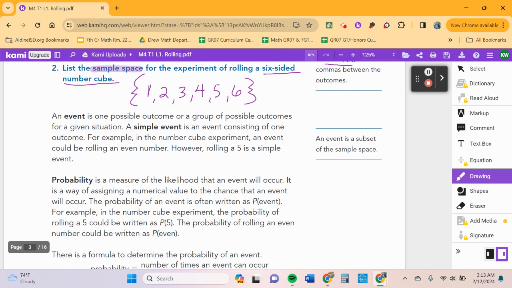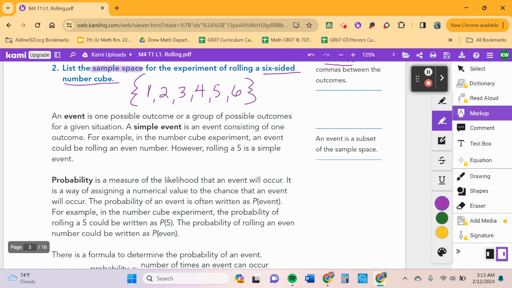An event, another vocabulary word. Let's use blue. An event is one possible outcome or a group of possible outcomes for a given situation. And a simple event, running out of colors here. A simple event is an event consisting of one outcome.